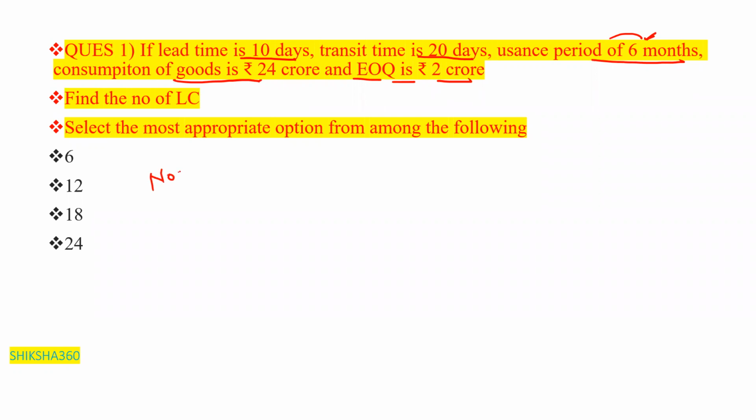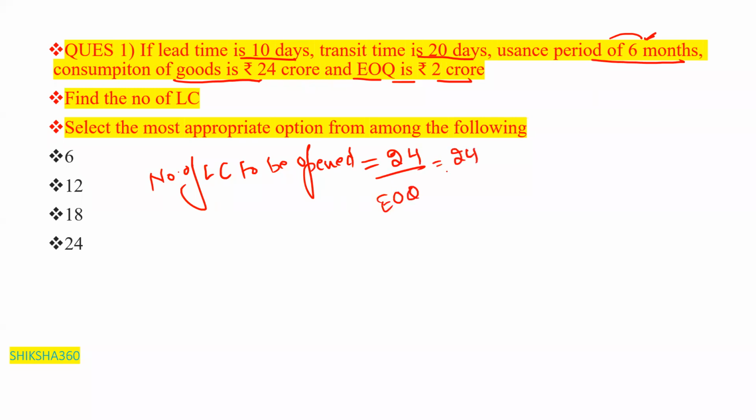So number of LCs to be opened is equal to just a simple thing, that is annual consumption 24 crore upon EOQ, that is 24 upon 2, that is 12 crore. So this one is our answer. Hope it is clear to all of you how to calculate this type of question. Now one more question.